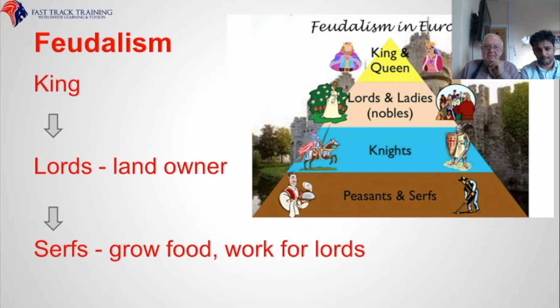Yes, if you wish. Feudalism is a sort of system of order that begins with the king at the top of the triangle and the queen, and then in the next part you've got the lords and the ladies, the nobles, and below them you've got the knights, and at the very lowest rung, you've got the peasants and the serfs. The serfs are the people who grow food and work for the lords. They are either paid or unpaid employees, if you like. I suspect unpaid. Yeah. So, servants.